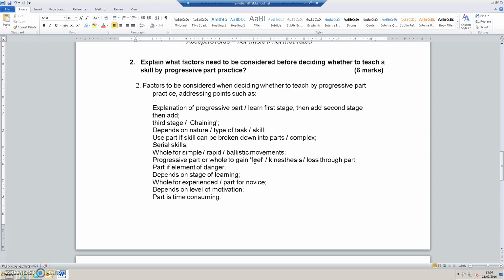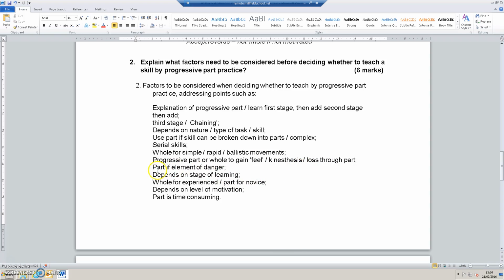Again, keywords here, this idea of the feel or the kinesthesis or the kinesthetic awareness of the whole movement. Okay, so progressive part or whole we might use in order for the learner or the individual to gain that feel or kinesthetic awareness. All right, however, if we just did part practice, i.e. we looked at each individual component on their own, and remember part is different from progressive part, then there's a danger that the performer or the learner may lose the kinesthetic awareness of the movement.